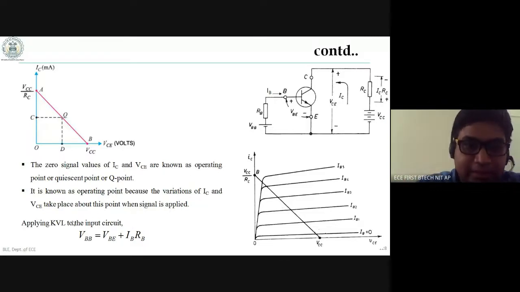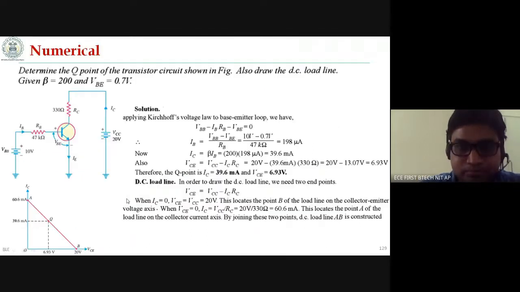Applying KVL, just for reference here, for the output circuit, VC is equal to VCC minus ICRC. Similarly, for the input circuit, VBB is equal to VBE plus IBRB. This is KVL applied to the input circuit. This will come later on.